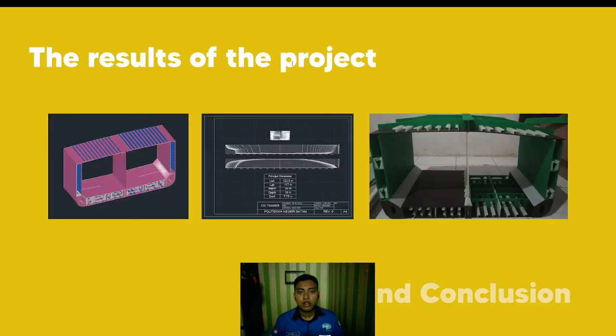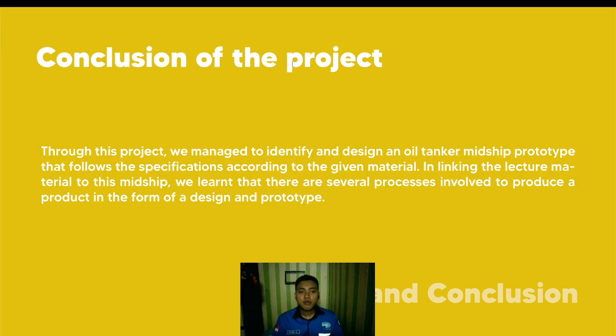These all are the results of what we've made based on the project objectives. There is one objective we didn't make, it's the stability and resistance calculation of the ship. We weren't able to make it due to the time limit of the project. Through this project, we managed to identify and design an oil tanker midship prototype that follows the specification according to the given material.